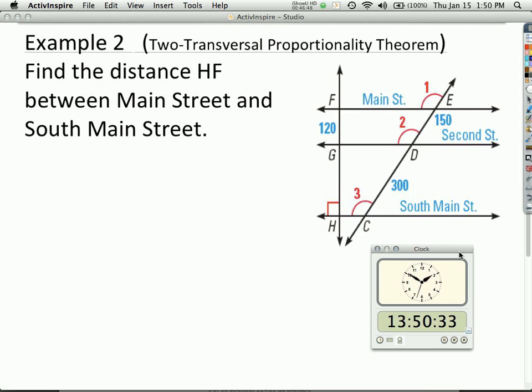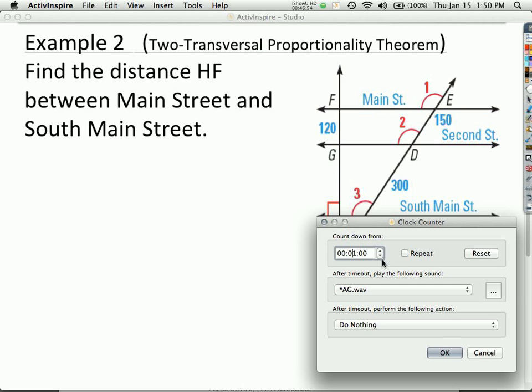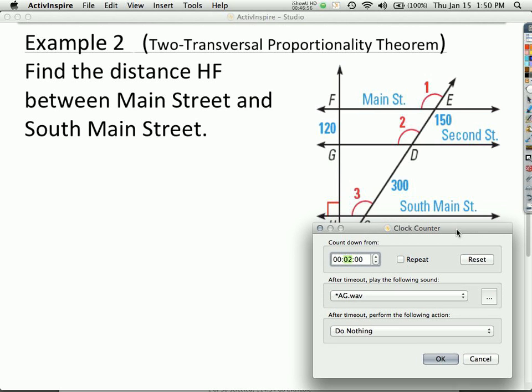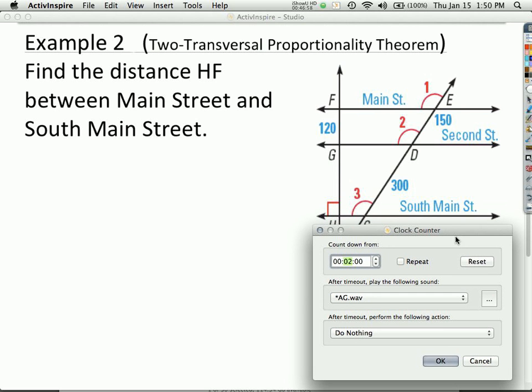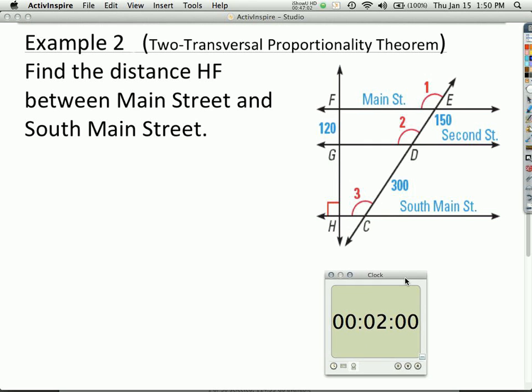Again, this is not a checkpoint. This is an example for us to explore and to learn from. So let's see what you and your team can come up with. I'm going to put 2 minutes on the clock. I want you to see if you can find the distance of HF. Let's see who can do it. Go.